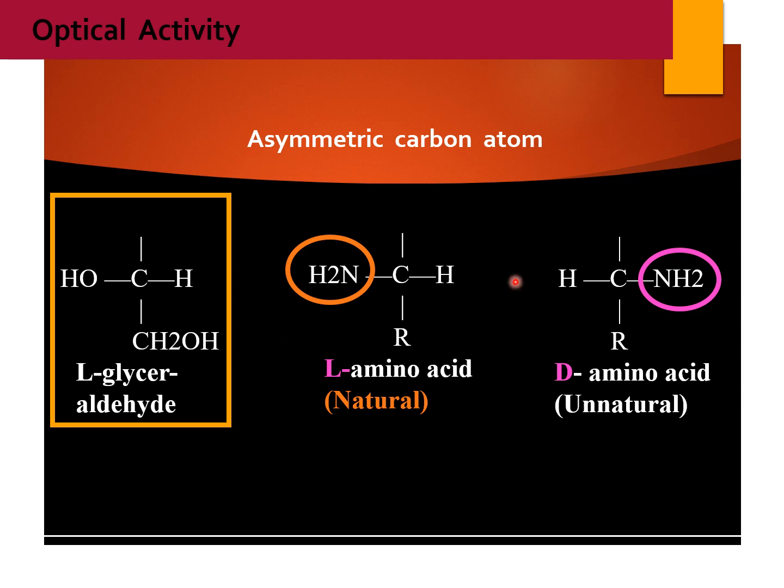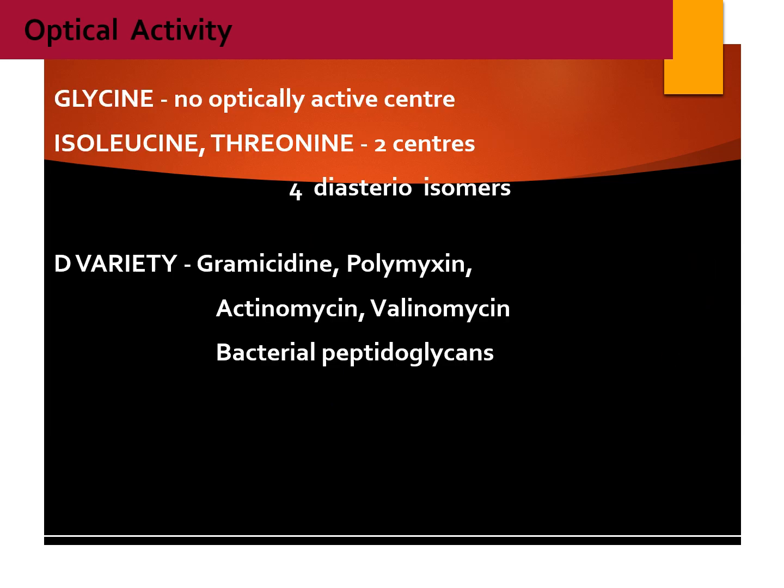L are very common. All 20 amino acids are L amino acids, while D are very unnatural. Isoleucine and threonine have two chiral centers, which is why they remain in four stereoisomeric forms. In the D variety, gramicidin, polymyxin, actinomycin, valinomycin and bacterial peptidoglycans have D amino acids present in all these proteins.